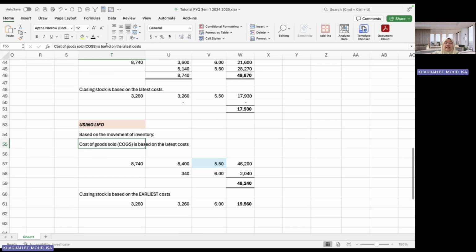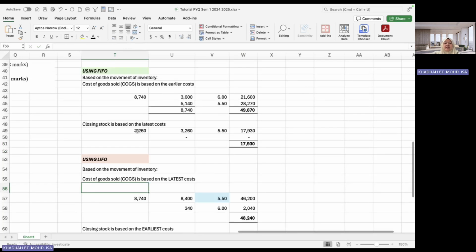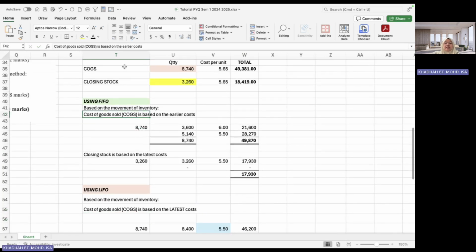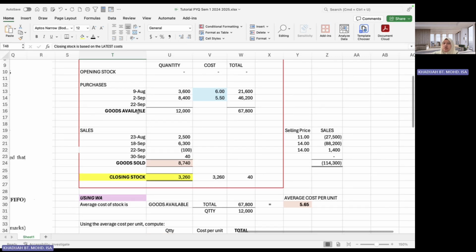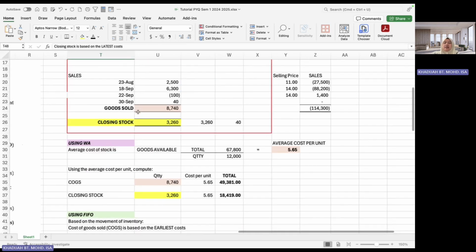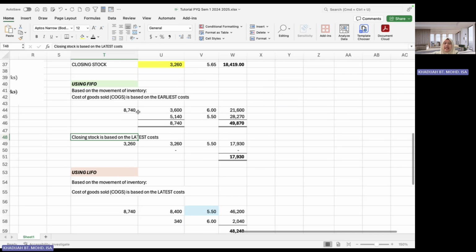So you have to understand that based on the latest cost. Yeah. But if FIFO, your cost of goods sold is based on the earliest cost. Again, wrong spelling. But this one is on the latest cost, the closing stock. So I think that is your periodic, either under weighted average, FIFO or LIFO.